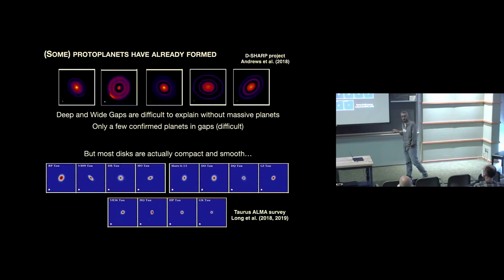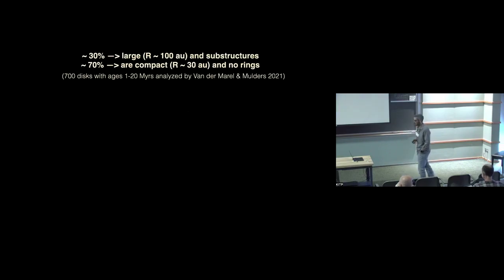They are compact, very compact. These have about 100 astronomical units of radius, but most of the disks, everywhere you look, are actually compact, with an average radius of 30 AUs. And we don't know a lot about this because they look not so interesting like this, but they are also more difficult to observe.